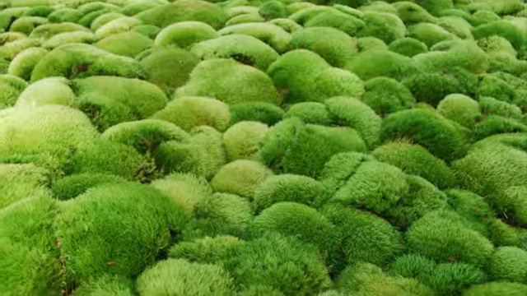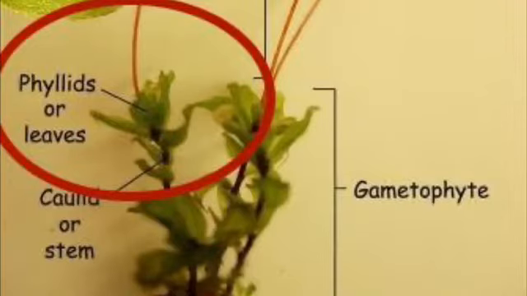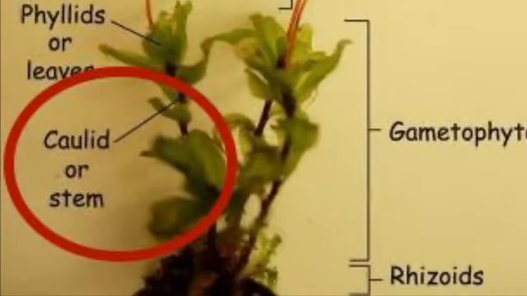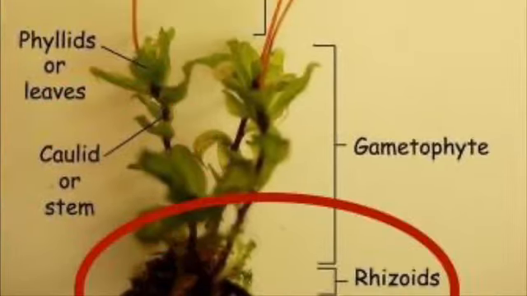Instead of true leaves, these plants, mosses specifically, have phyllids, which are small leaf-like structures with a single unbranched vein. Instead of stems, mosses have stem-like structures called caulids, to which phyllids are spirally attached. Instead of roots, bryophytes have rhizoids, which anchor the plant, but they do not absorb any water or nutrients.